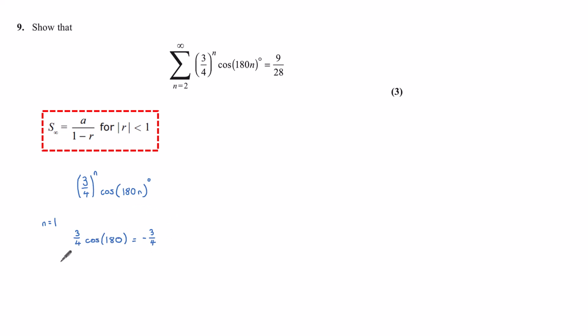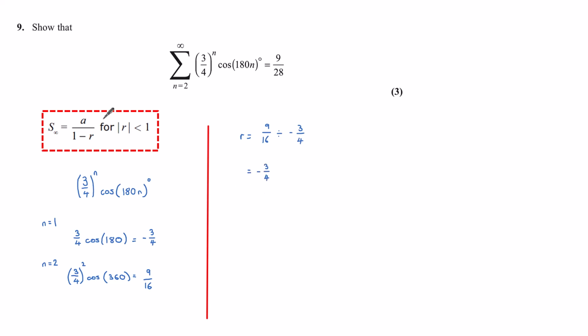When n is 2, that is (3/4) squared cos 360, which is 9/16. And so the first term of this sequence is negative 3/4. The next term is 9/16. And so I can find the common ratio by taking this second term and dividing it by the first. So my common ratio is 9/16 divided by negative 3/4, which is negative 3/4.